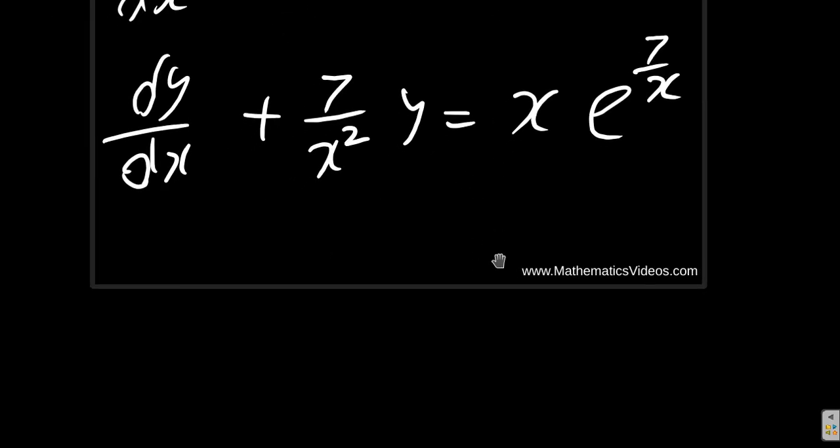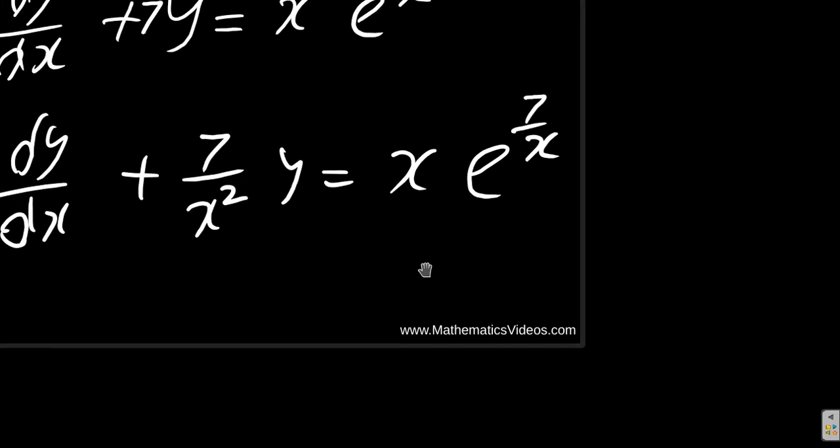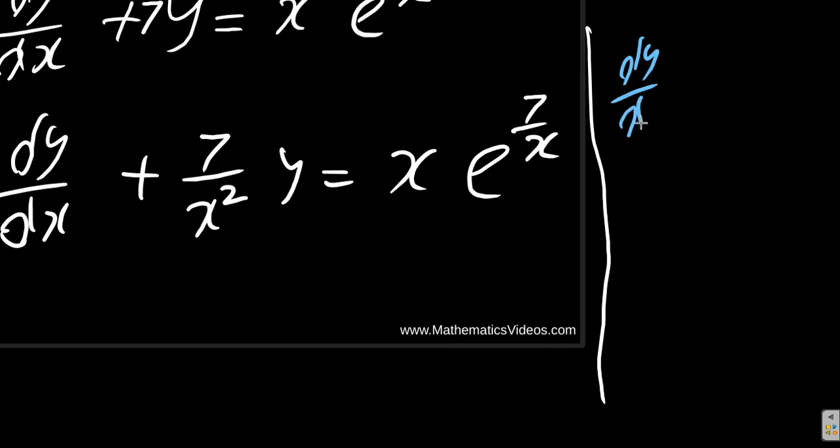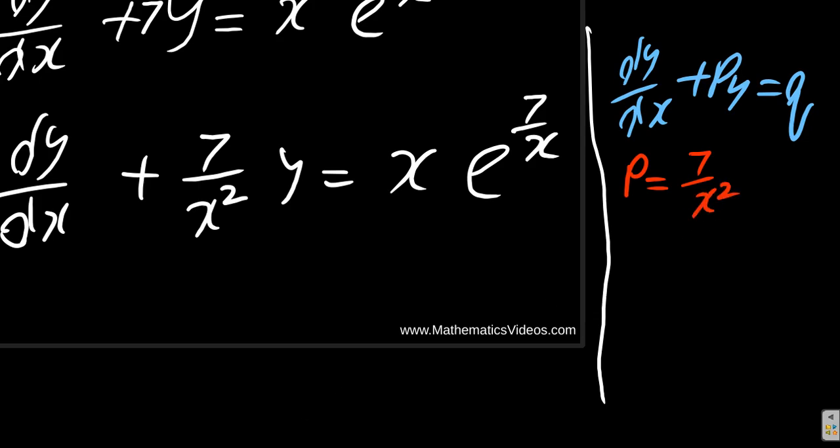Now, let's see what happens here. Now this differential equation is in the form dy by dx plus py equals q. See that? What is p? P is equal to 7 over x squared. So what is the integrating factor? Well, the integrating factor is e to the integral of 7 over x squared dx. So let's multiply both sides by the integrating factor, e to the integral of 7 over x squared dx.